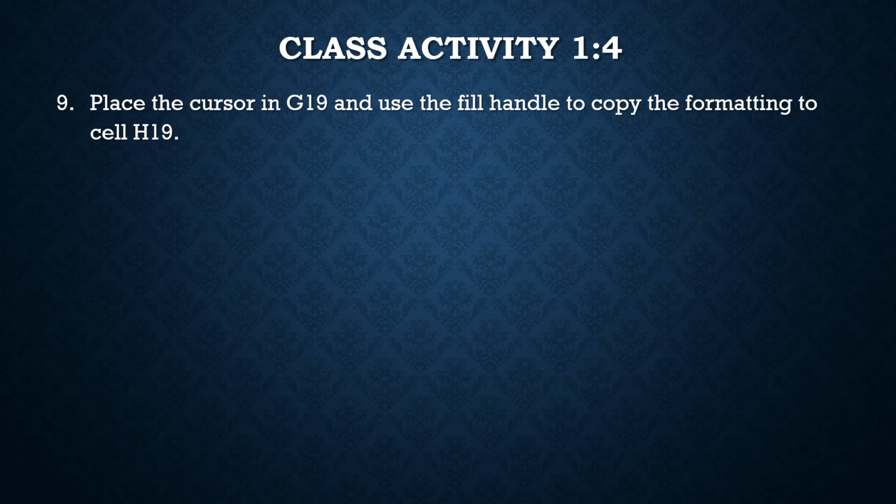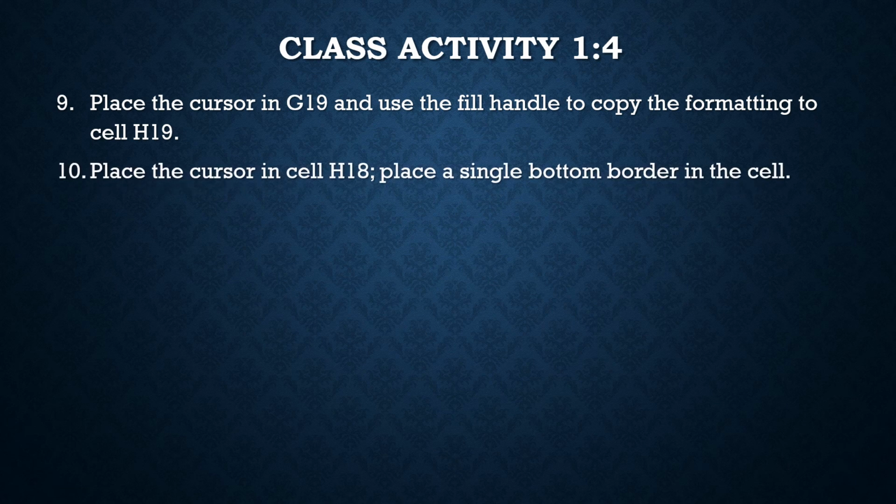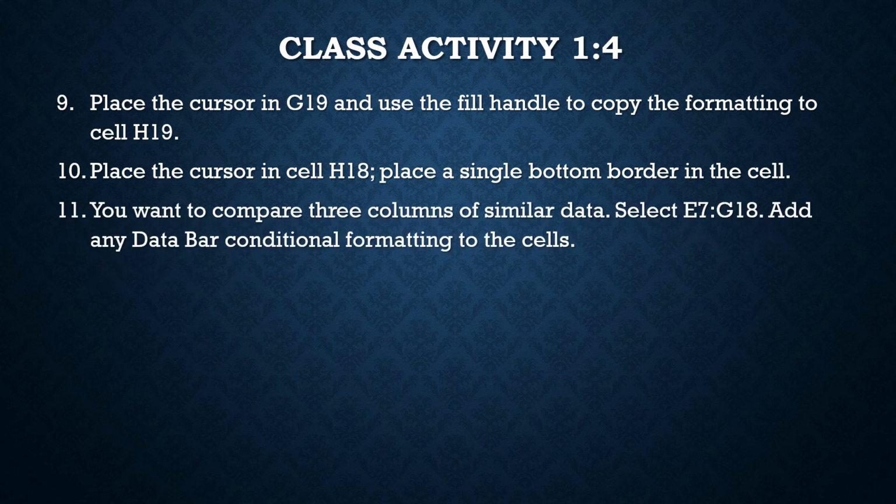Step 9. Place the cursor in G19 and use the fill handle to copy the formatting to cell H19. Place the cursor in cell H18. Place a single bottom border in the cell. You want to compare 3 columns of similar data. Select E7 through G18. Add any data bar conditional formatting to the cells.